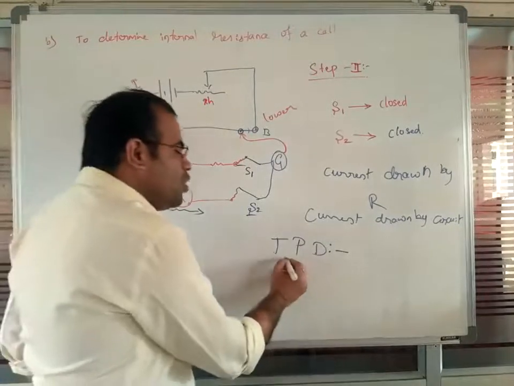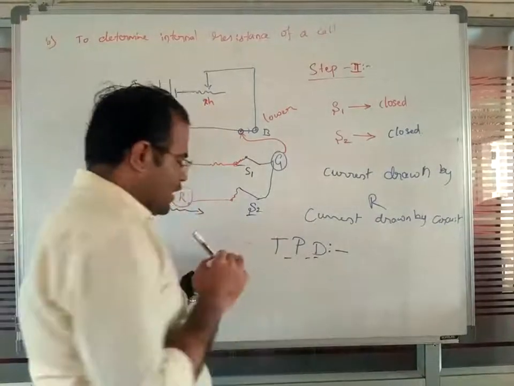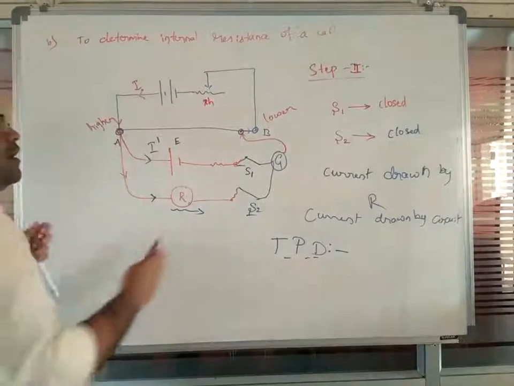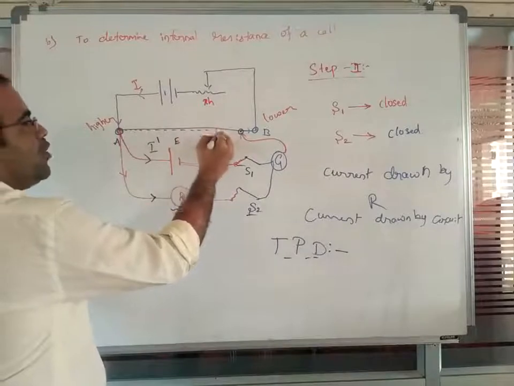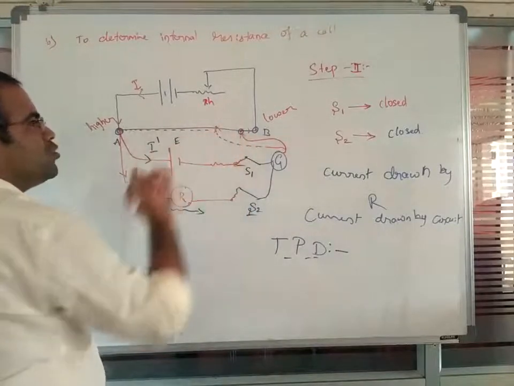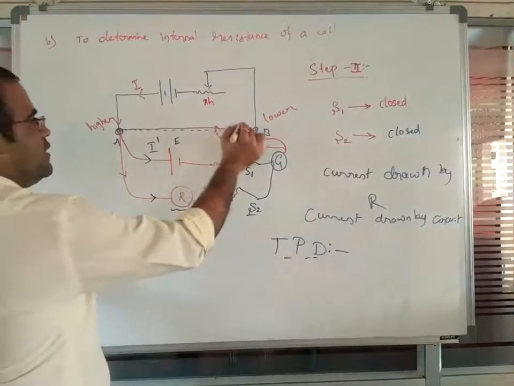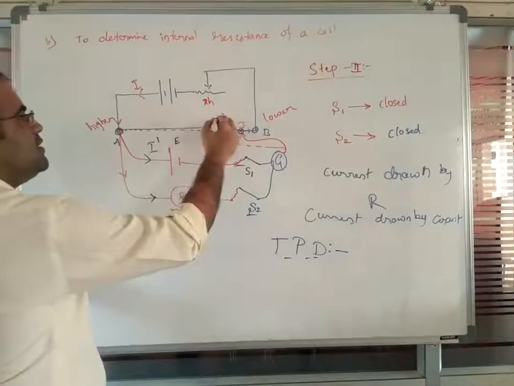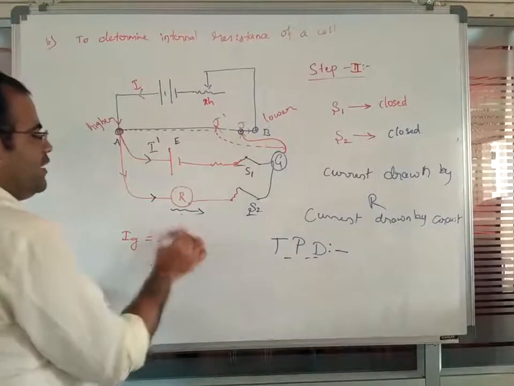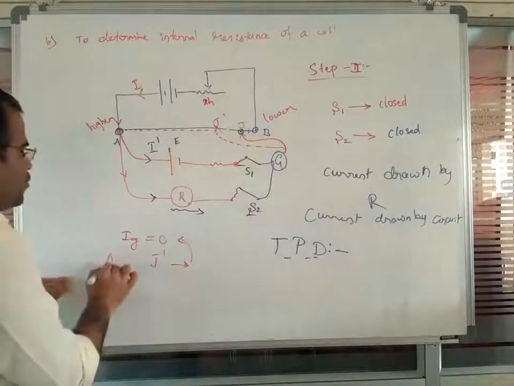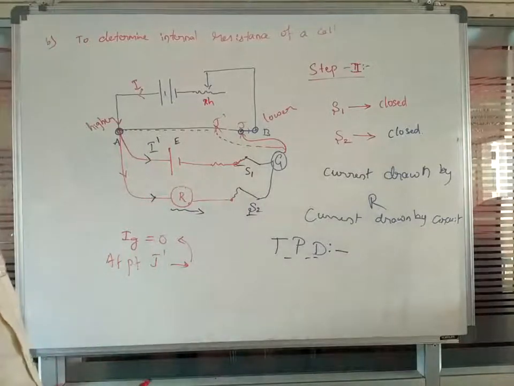So if you are going to observe terminal potential difference, how you are going to measure? So now what condition will you write? Again you are going to move from end A to the particular end B like this. At this particular point you are going to observe current through the galvanometer as 0. Let us assume this as J dash point. At J dash point, you are going to observe current through the galvanometer value as 0.